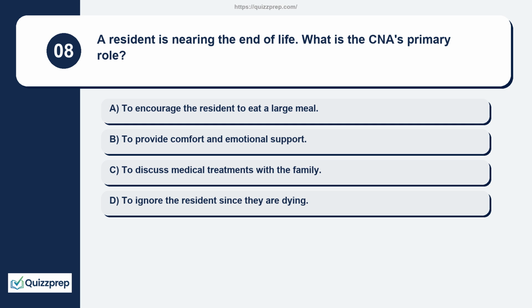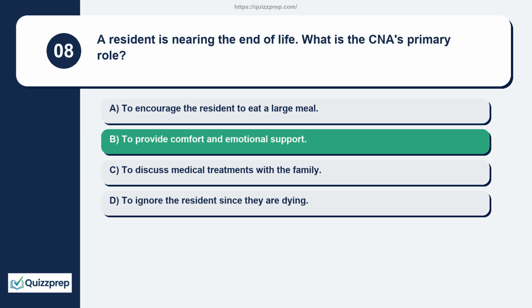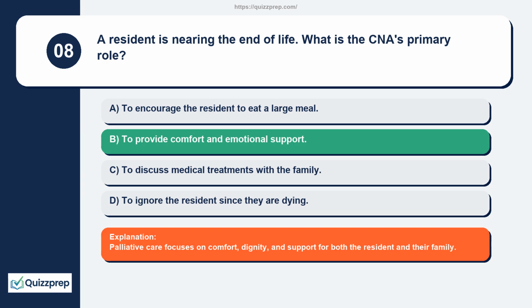Question 8. A resident is nearing the end of life. What is the CNA's primary role? To encourage the resident to eat a large meal, to provide comfort and emotional support, to discuss medical treatments with the family, to ignore the resident since they are dying. Palliative care focuses on comfort, dignity, and support for both the resident and their family.